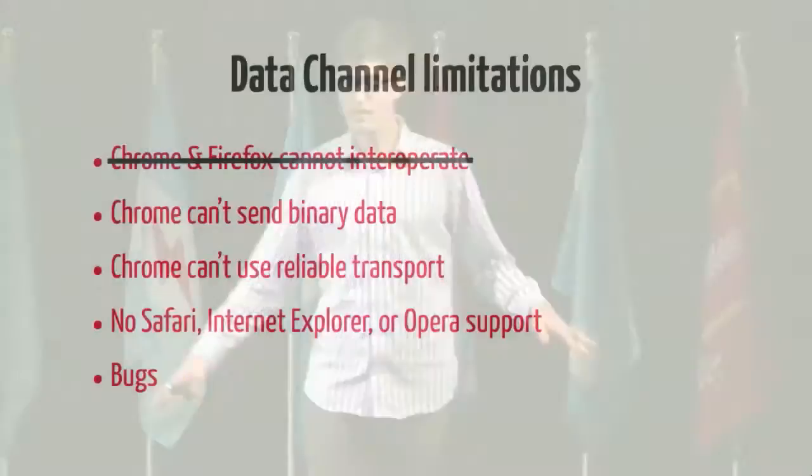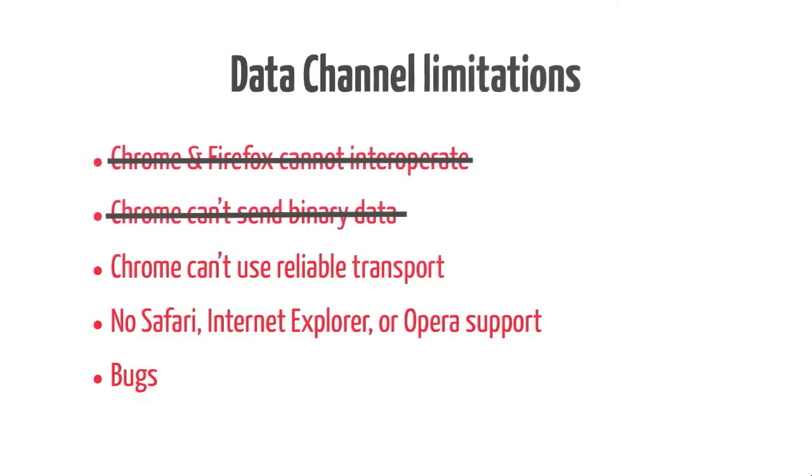Cool. So there's a few limitations. What's cool, actually, is just today, that first limitation, Chrome and Firefox interoperability, has gone away. So Chrome and Firefox can do data channels now, talk to each other. It's awesome. It's been a long time coming. And then Chrome also finally fixed it, so you can send binary data, and you can use reliable transport now. That was fixed a couple weeks ago.